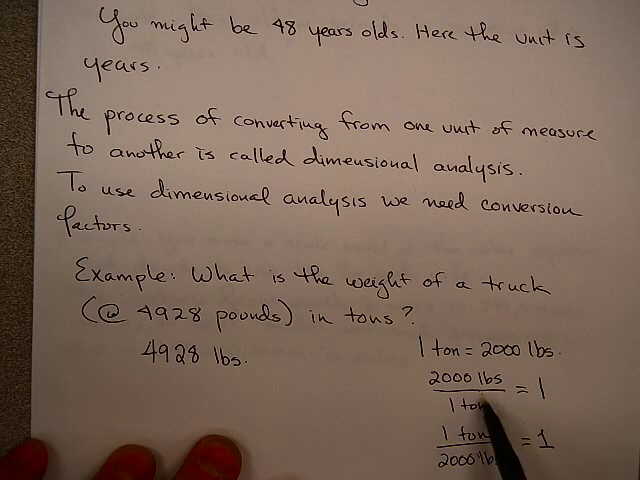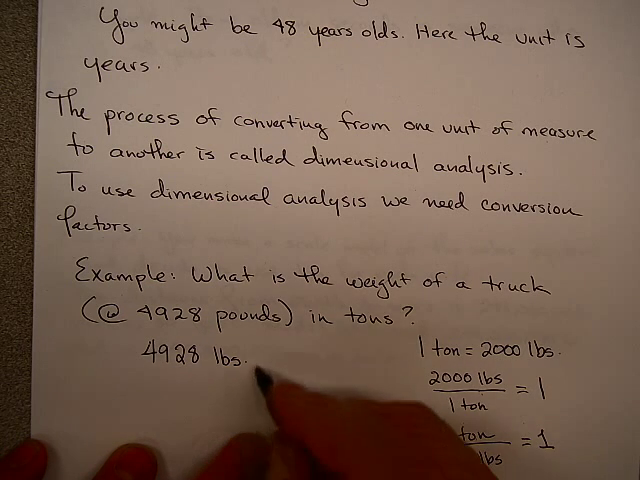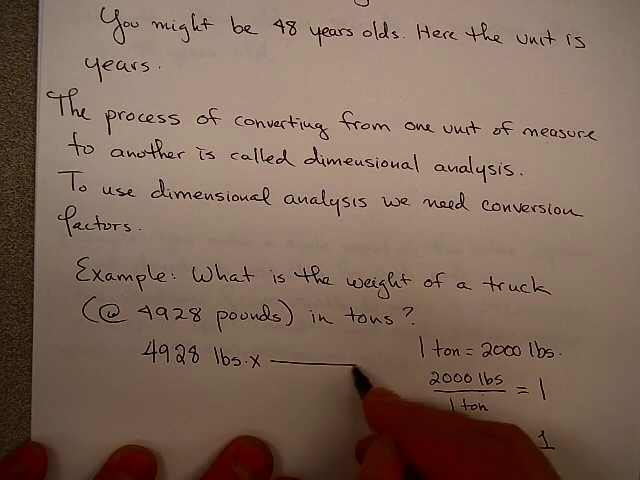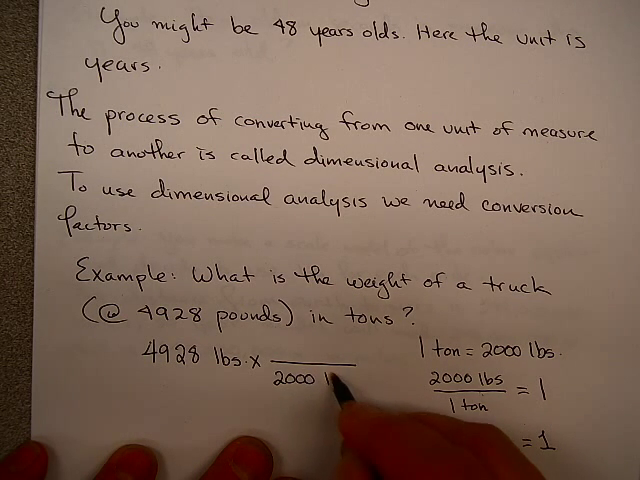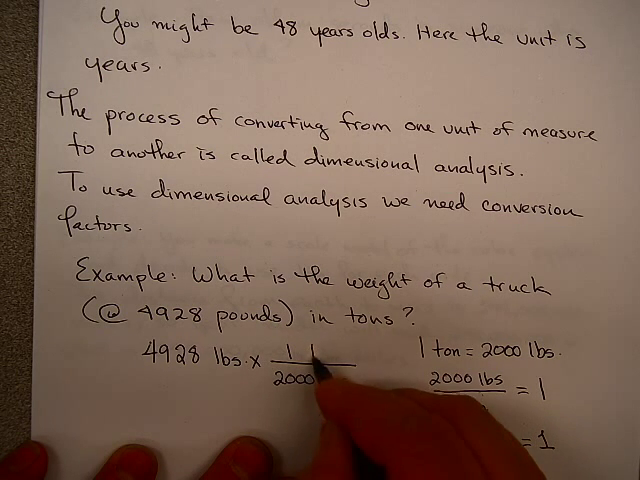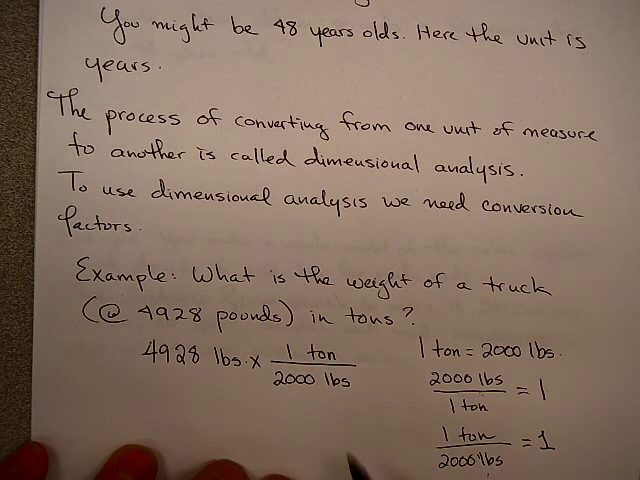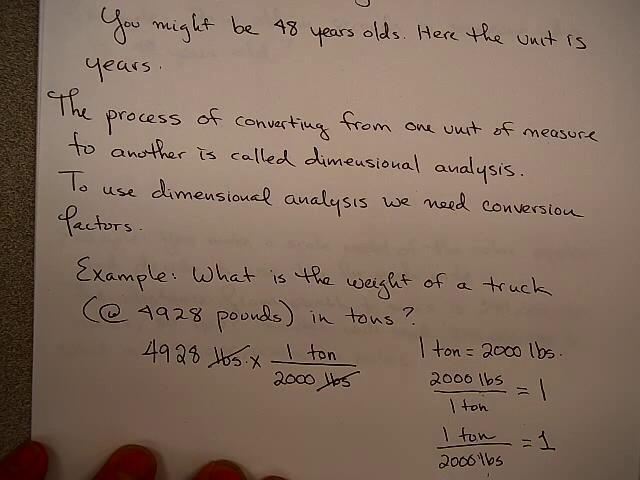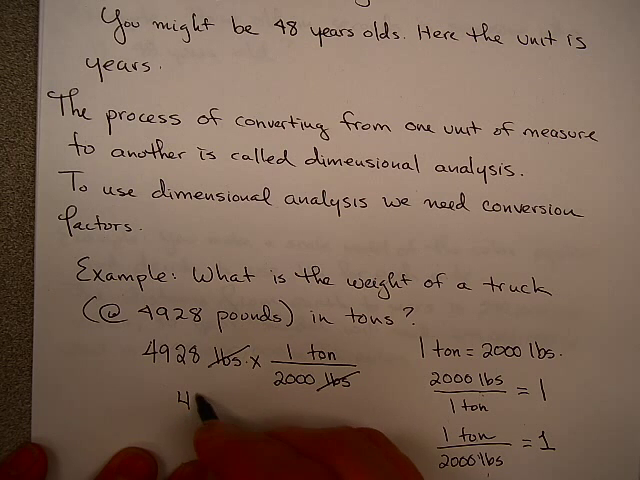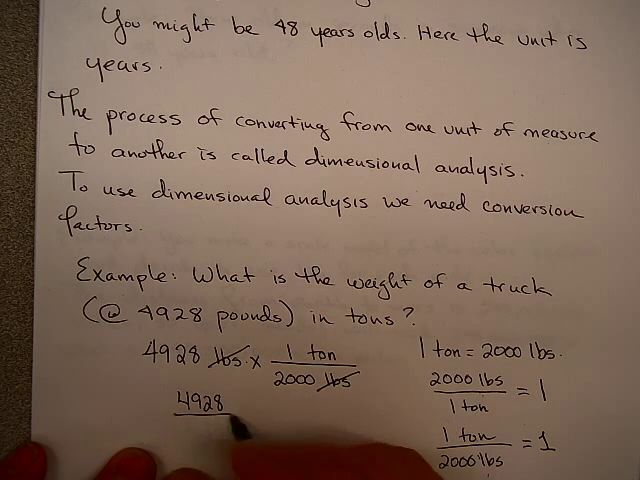So I'm going to use one of these two conversion factors to convert this to tons. Now since I want tons and I want to get rid of pounds, I'm going to use this conversion factor. I'm going to put pounds on the bottom, the 2,000 pounds, and tons on the top. That way the pounds divides out and the tons is what we have left. And our problem becomes 4,928 divided by 2,000 tons.